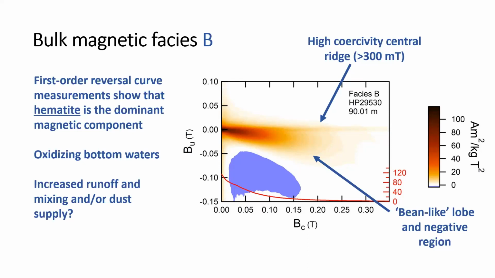For this mineral to be preserved, as we discussed yesterday, the environment must have been oxygenated. So we have some sort of change in the hydrology, redox conditions, and iron cycling happening, perhaps an increase in runoff and mixing, or maybe even dust supply. Stay tuned.